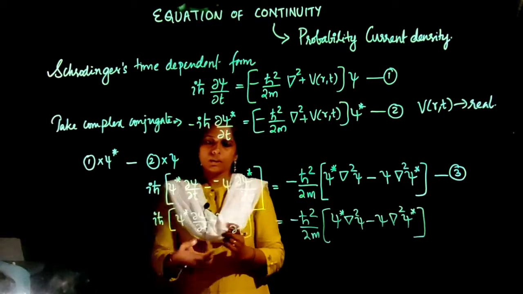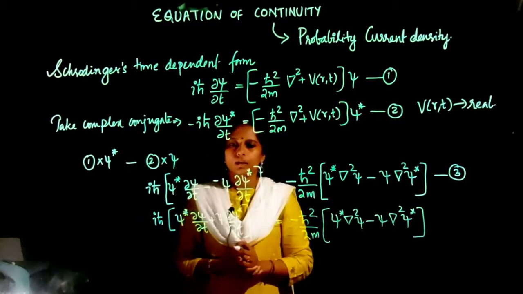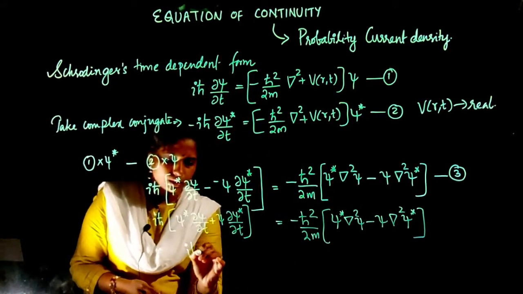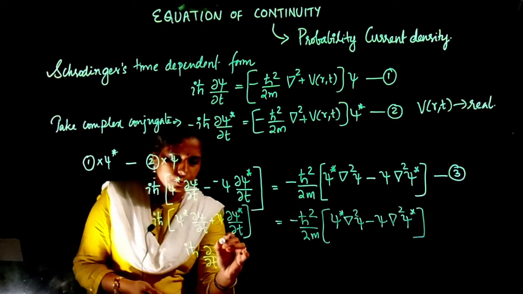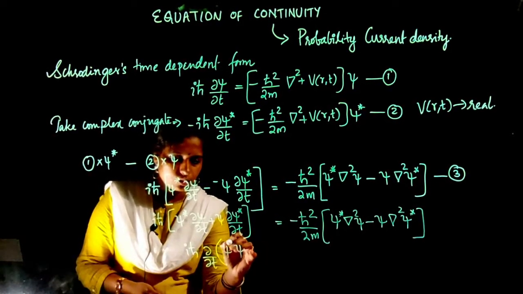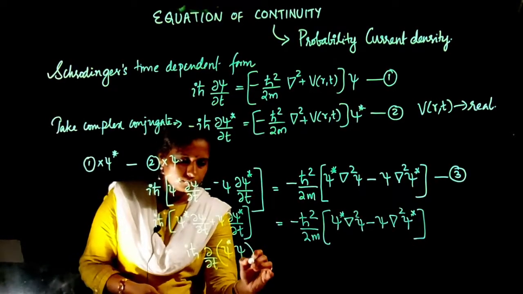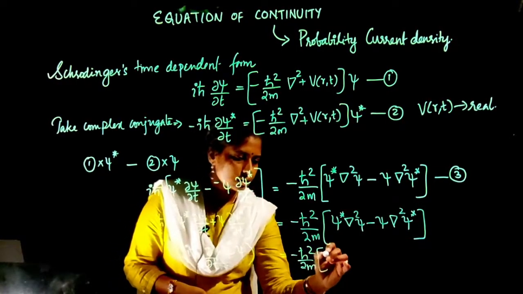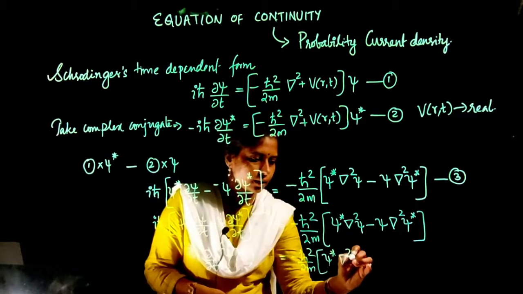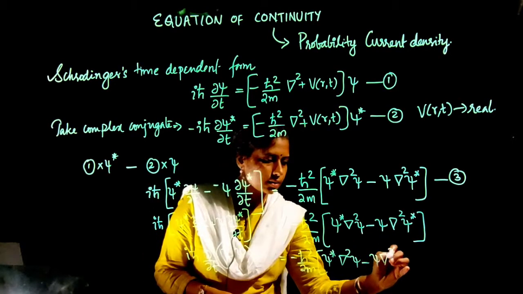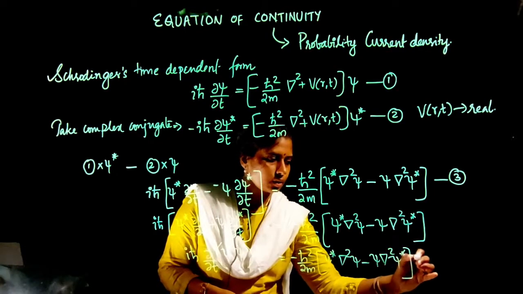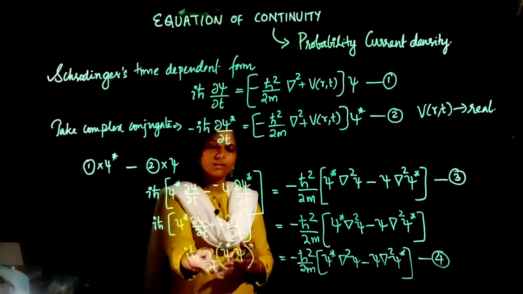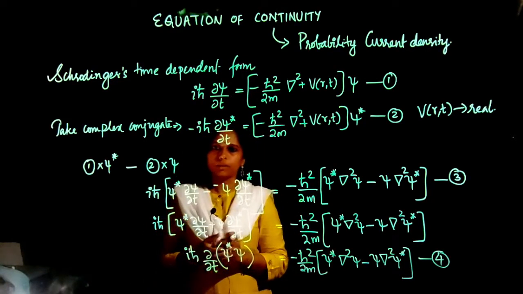Now you see that this is written as the derivative of a product of two terms, which is iħ ∂/∂t of ψ* ψ, equal to minus ħ² by 2m, ψ* ∇²ψ minus ψ ∇²ψ*. Call this equation number 4. So we have arrived at an equation from Schrodinger's time dependent form.